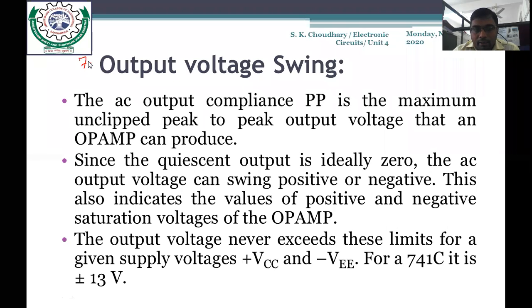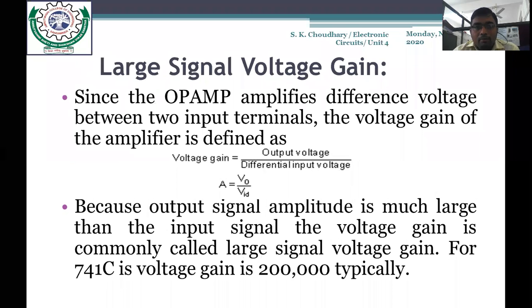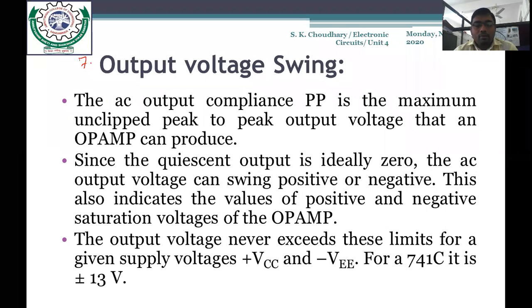Today I stop here because the time is not left. In the next lecture, we will see the rest of the parameters of the op-amp. So far we have discussed the DC parameters. We also have to discuss the AC parameters, and compare the ideal op-amp with the practical op-amp. Thank you all for attending the lecture today.